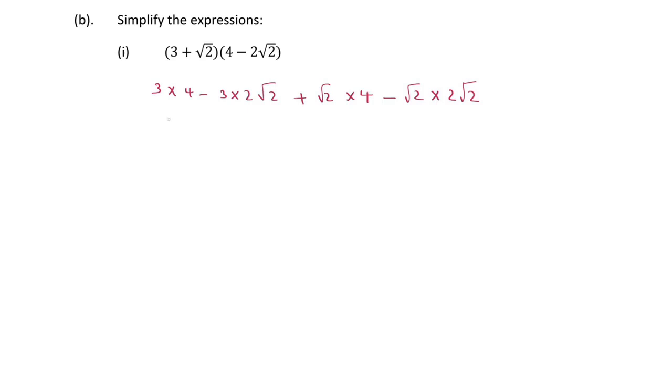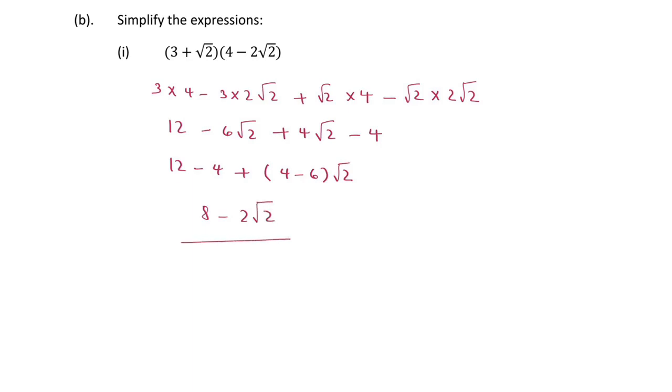So next, let us multiply them. Then we are having 12 minus 6 under root 2 plus 4 under root 2 minus 4. Okay, so now let us combine the like terms. Then we are having 12 minus 4 plus, in brackets, 4 minus 6 under root 2. Solving further, we are having 8 minus 2 under root 2. And this is going to be our final answer.